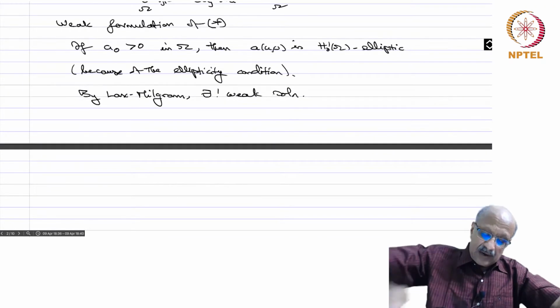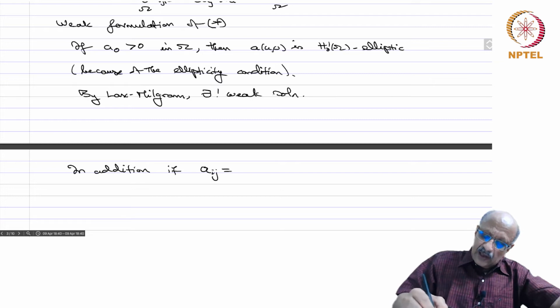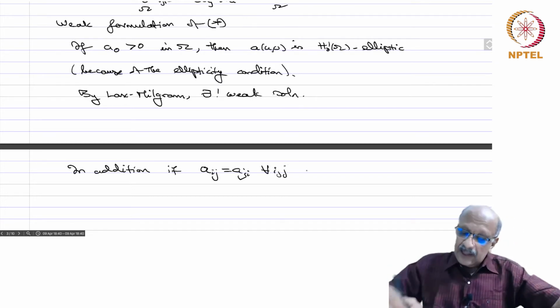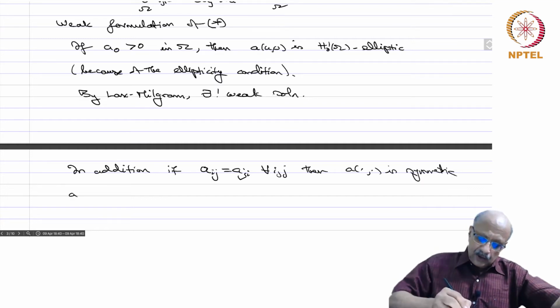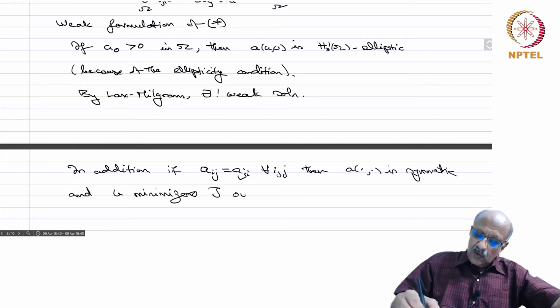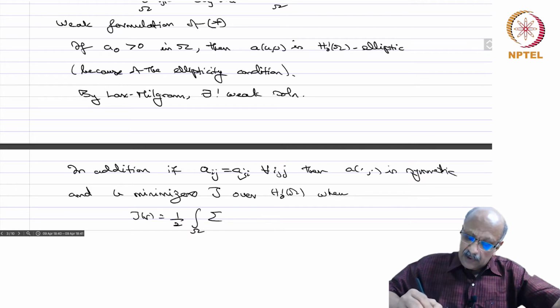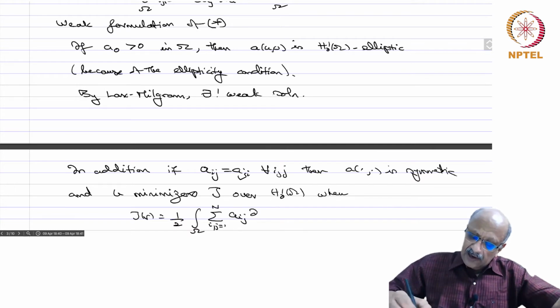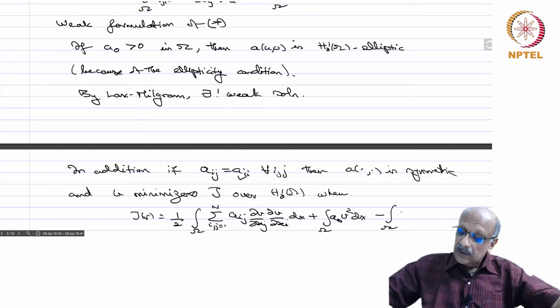So in addition, from the abstract theorems we have proved, if A is symmetric, that is a_ij equals a_ji for all i, j, then u minimizes J over H10 Omega, where J(v) equals 1/2 of a(v, v), that is integral over Omega sum over i, j = 1 to n of a_ij dv by dx_j dv by dx_i dx plus integral on Omega a_0 v squared dx minus integral on Omega f v dx.